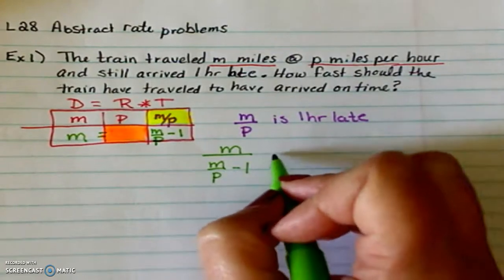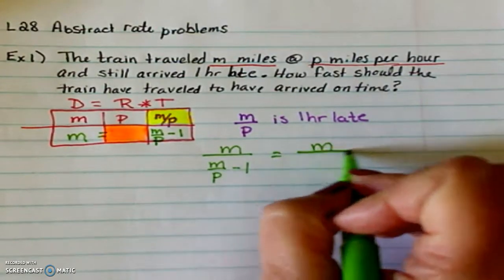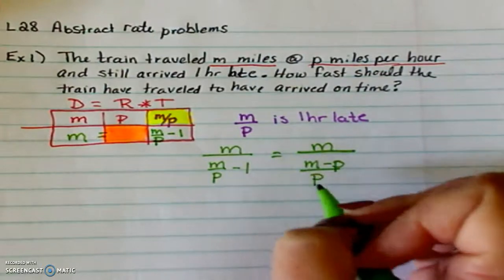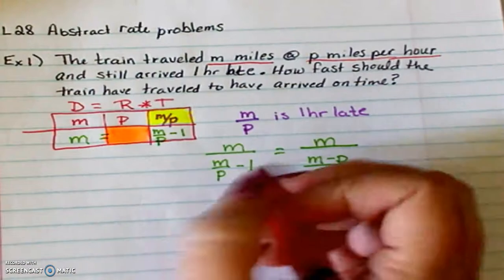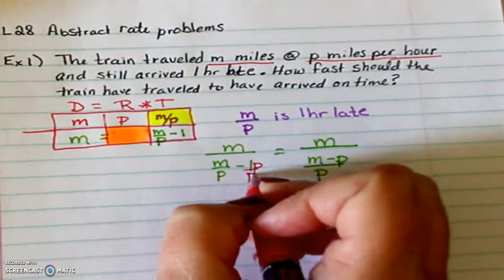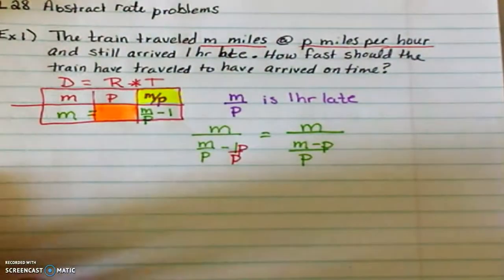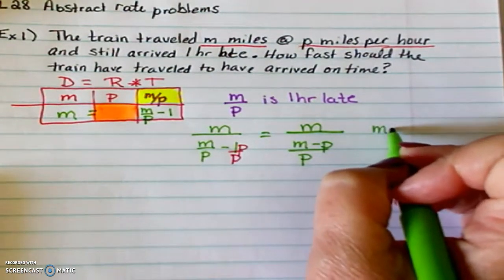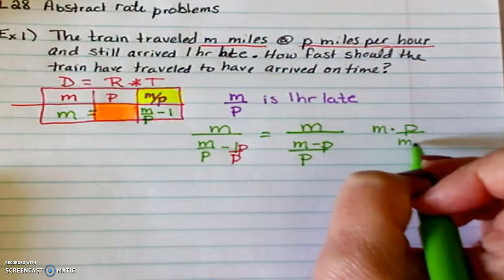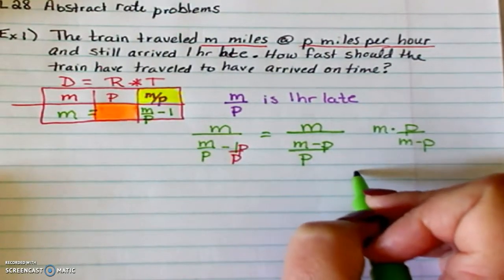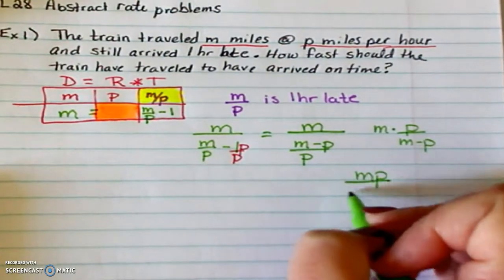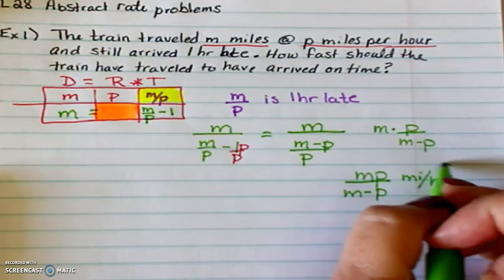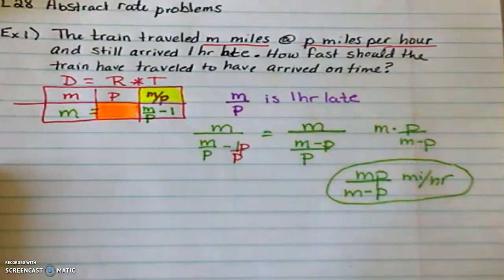Now that is a complex fraction, so I need to take that denominator value and write it as one fraction by getting a common denominator, which we have talked about. So I want to make this P over P, so I can write it as one fraction, M minus P over P. And now you flip and multiply. So you're going to take M times P over M minus P, and we would find out that the train would have to travel MP over M minus P miles per hour. Abstract problem because you have variables involved.